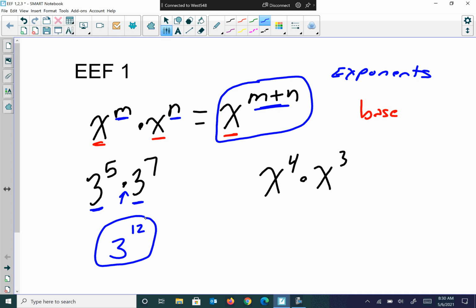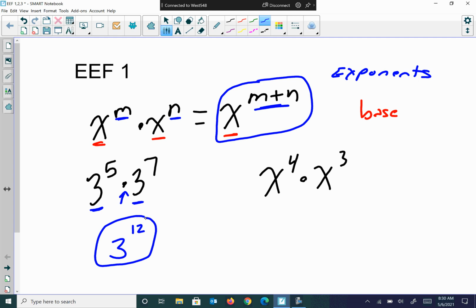Since this is an actual number, if you solve it by multiplying out first, would it be the same? Yeah, and I would say that 3 raised to the 12th power is huge. It's only 531,441. But I'm not looking for that. I'm looking for you to leave it as a base with an exponent.